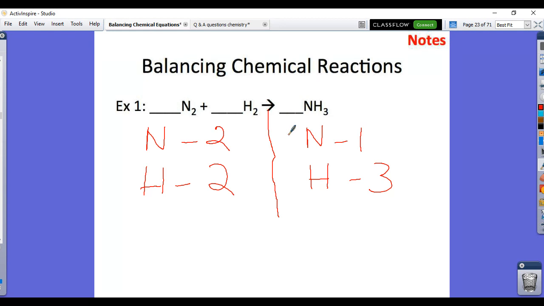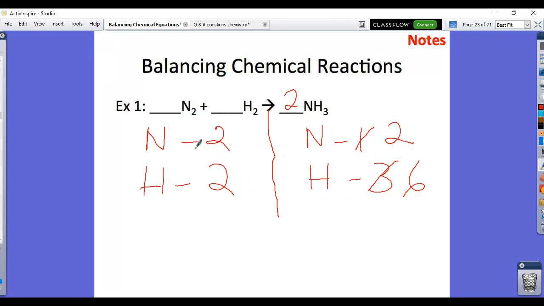So I need to figure out what number times 1 gives me 2. Well, that's a 2. So 2 times 1 nitrogen is 2. So I'm going to mark out my 1 and put a 2. But that also changes my hydrogen. So 2 times 3 hydrogen gives me 6.